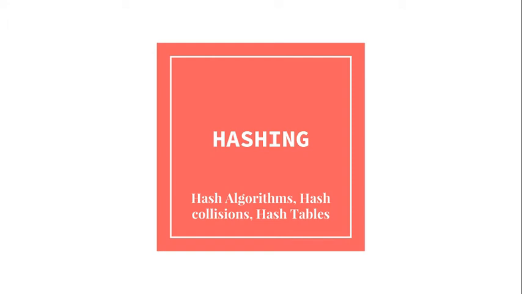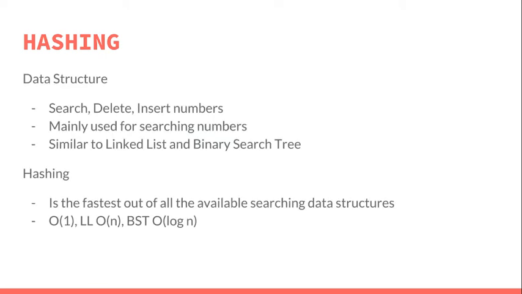So first we will know about hashing. So what is hashing? Hashing is a part of a data structure. So it's the same as linked list and binary search tree, AVL tree. It's nearly the same as that. So with hashing, we can search, we can delete, we can insert numbers.